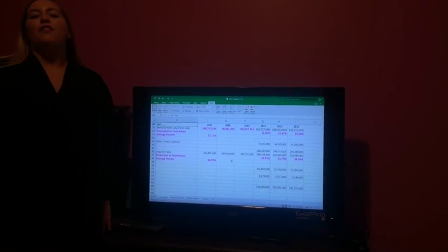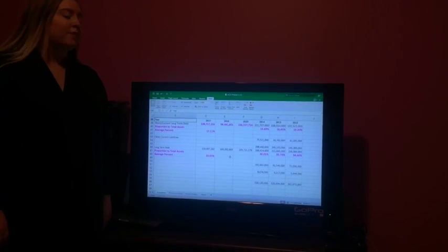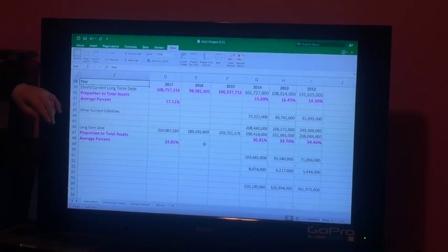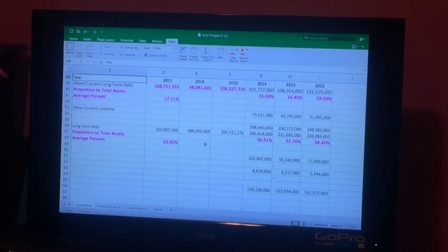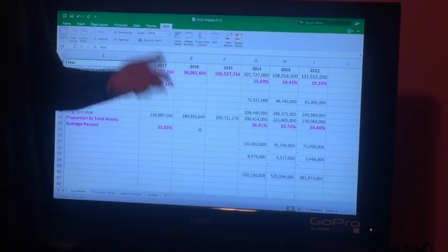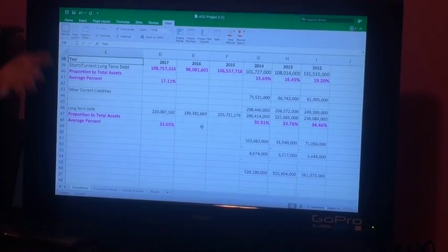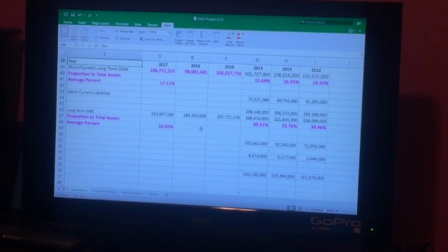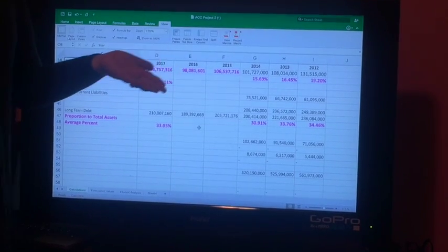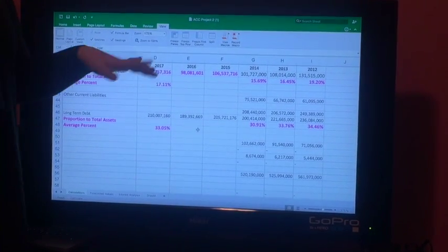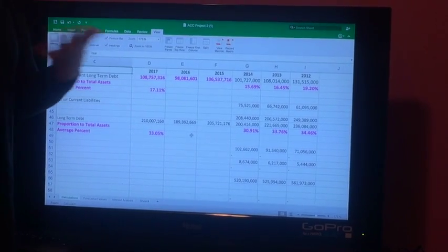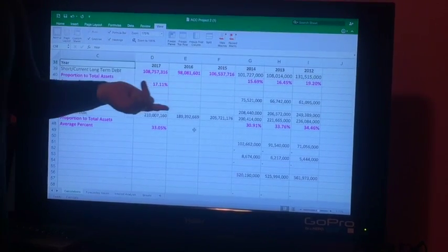I'm Alyssa Stafuriak, and I forecasted short and long-term debt for GE. So, in order to forecast short-term debt, you need to start off by finding the proportion of short, current, long-term debt to total assets. So I started with 2012, and in 2012, GE had $131,515,000 in short/current long-term debt. So you take that number and you divide it by the total assets for that corresponding year, 2012, and find the proportion or the percentage, which was 19.2%.